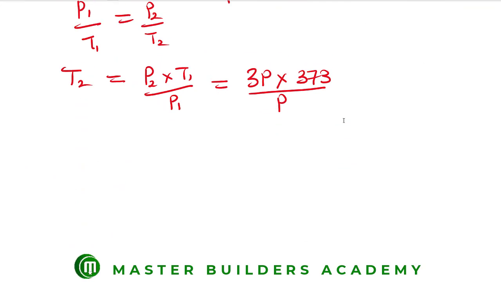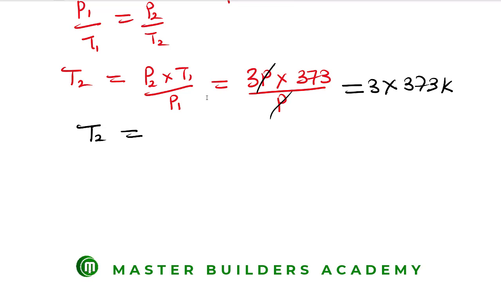So now, after substituting for P2, T1, and P1, we find that P will cancel out P. So if P cancels out P, we now have 3 multiplied by 373 Kelvin. Don't forget that the value will be in Kelvin. So by the time we multiply 373 by 3, our answer becomes 1119 Kelvin. This is the answer we have.